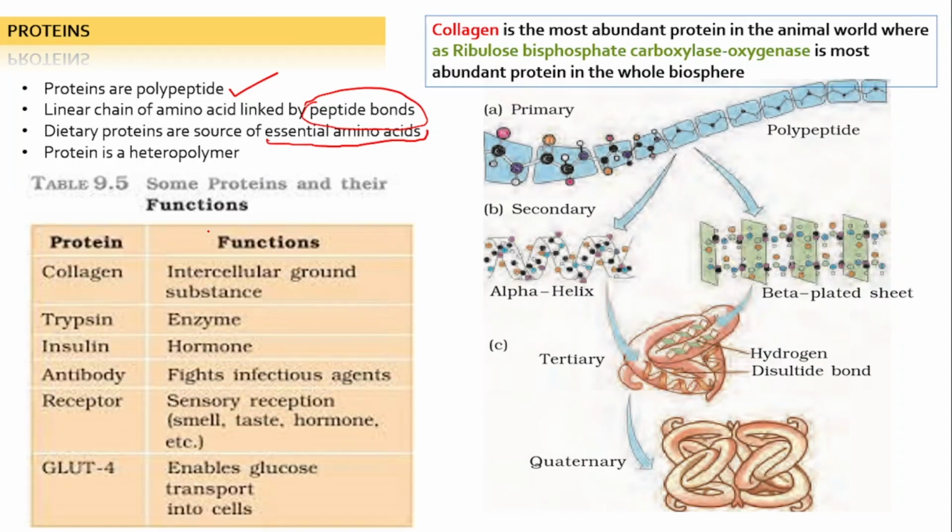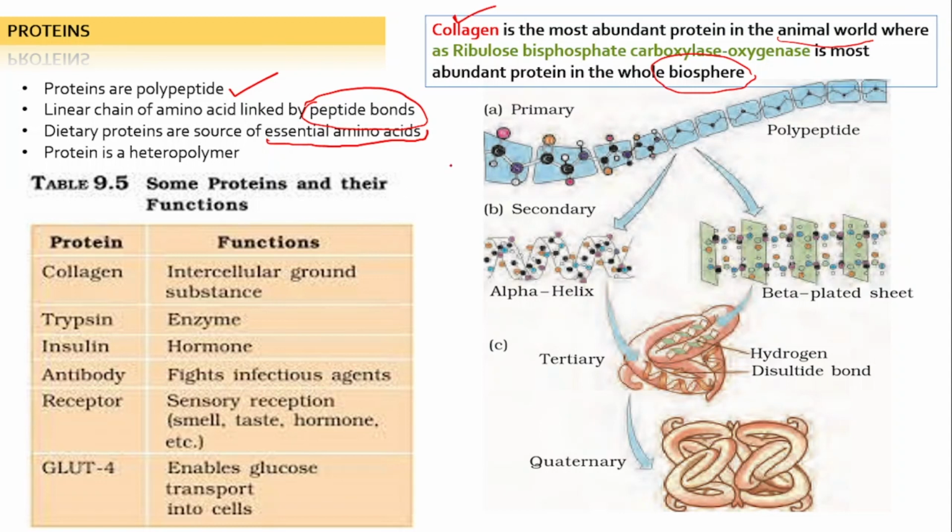Protein is a heteropolymer. The point to remember here: collagen is the most abundant protein in the animal world, whereas ribulose bisphosphate carboxylase oxygenase is the most abundant protein in the whole biosphere. Collagen is the most abundant protein in the animal world only. Remember this. This is the most important point on this page.